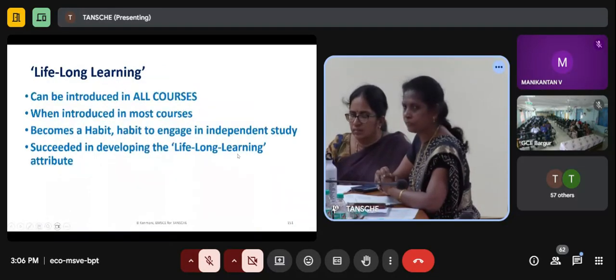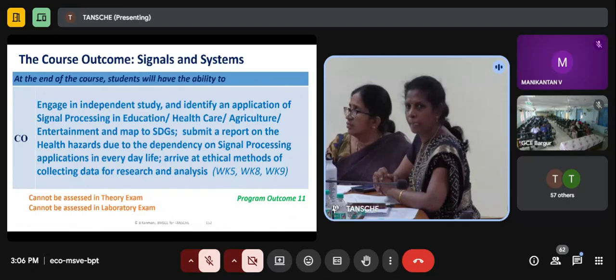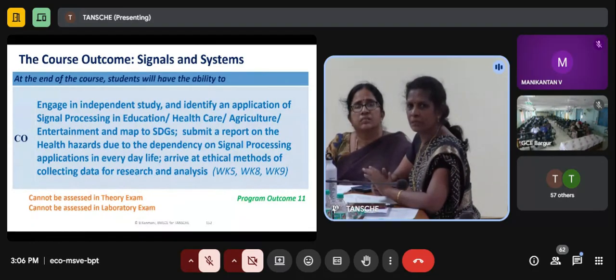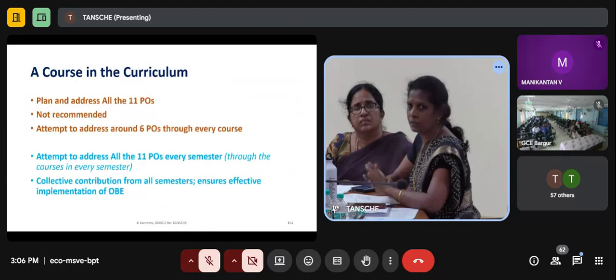to address. So now, with this discussion, here I have an example. Of course, we have seen all this earlier, the same thing, application, submit a report mapping to the SDG, and so on. And so we have seen, try to understand the 11 POs. Is it clear?